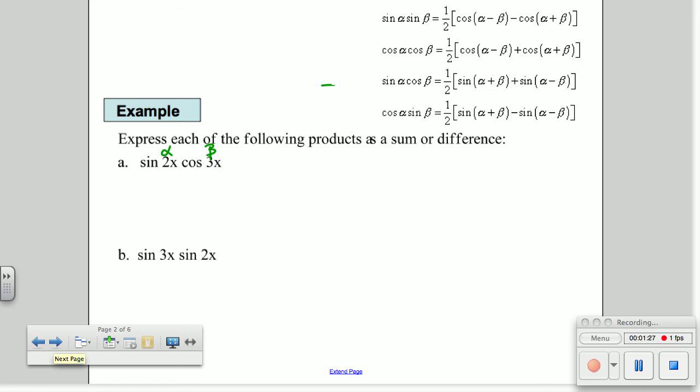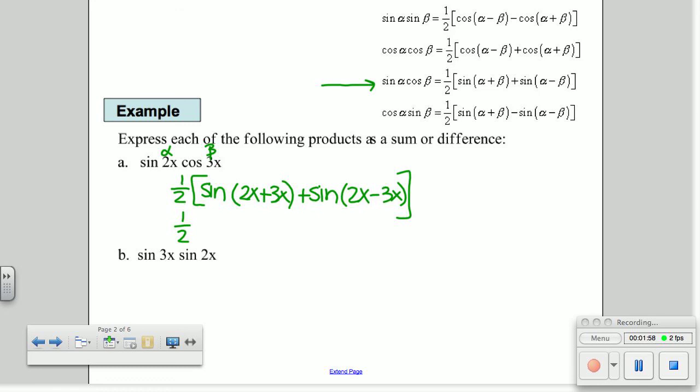So I'm going to go down my list and see that that matches with the third formula, sine of alpha, cosine of beta. Let's just plug in our alphas and betas. So we're going to have 1/2 times the sine of alpha, 2x, plus beta, 3x, plus the sine of alpha, 2x, minus beta, 3x. If I do a little bit of work inside those parentheses, I get 1/2 times the sine of 5x when I add, plus the sine of negative x.